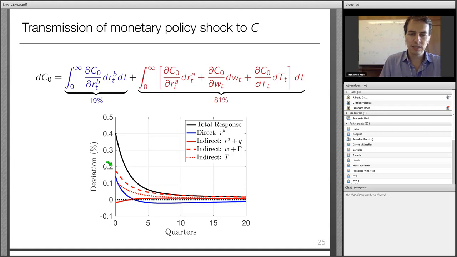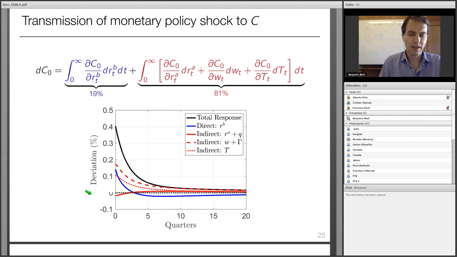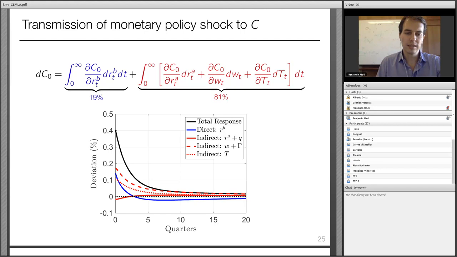One thing to note here as well, this is for the baseline scenario where the government's fiscal policy also responds to interest rate changes. Therefore, you also get this line here, indirect T, this one. Sorry, this line, the dashed red line, that also gives you a bit of action. Whether this line is there basically just depends on what the government does.